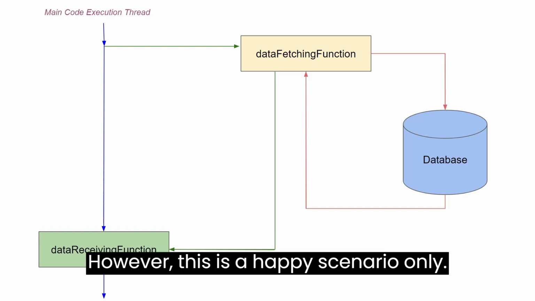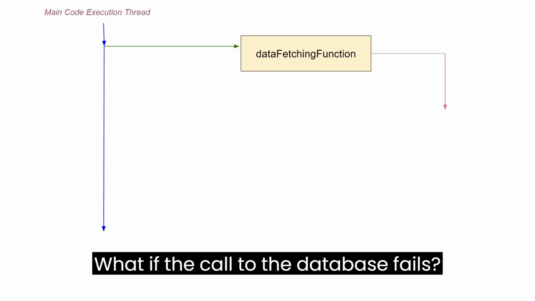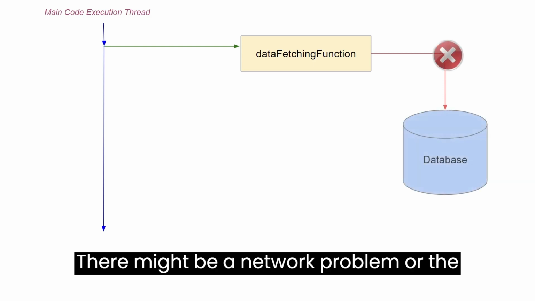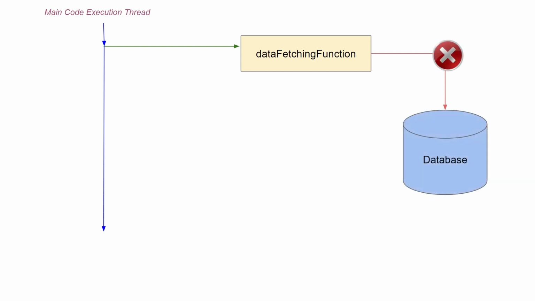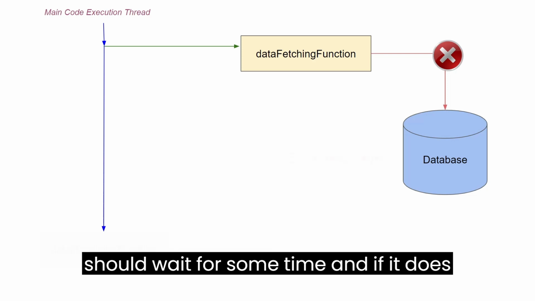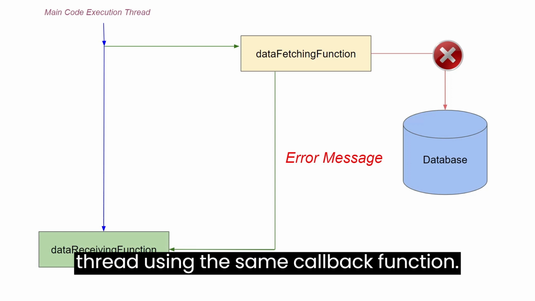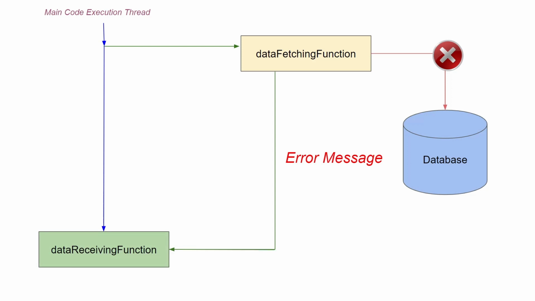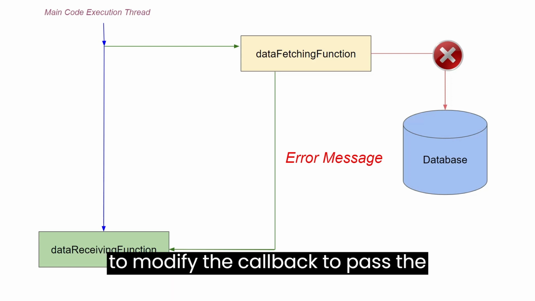However, this is a happy scenario only. What if the call to the database fails? There might be a network problem or the database server might be down for some reason. Ideally, the data fetching function should wait for some time, and if it does not get a response, it should send an error message to the main execution thread using the same callback function. In case of failure to load the data, how to modify the callback to pass the information regarding the failure?